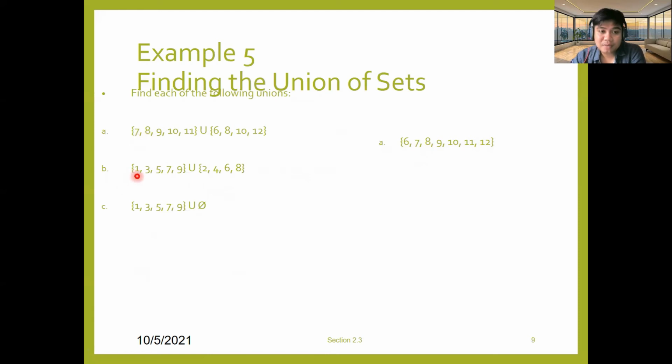And for letter B, 1, 3, 5, 7, 9, 2, 4, 6, 8. So ang kanilang union is 1, 2, 3, 4, 5, 6, 7, 8, 9. And we also have here 1, 3, 5, 7, 9 union with the null set. Kapag pinag-unite natin ang isang set at isang null set, ang sagot is yung set na yun. So this is still 1, 3, 5, 7, 9.